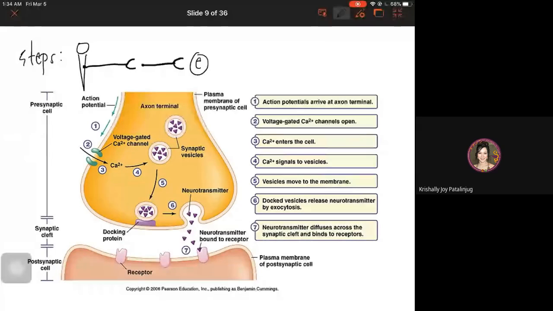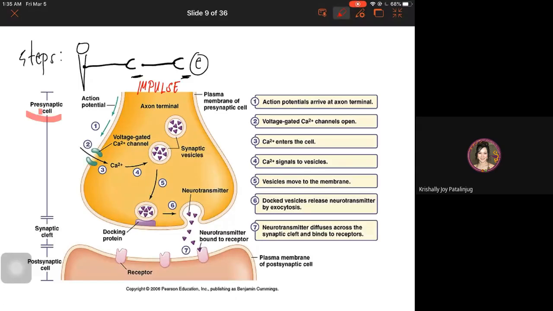Considering na may mga spaces, no, in between the structures. Okay? So suppose we have an impulse, no? We have an utos. For instance, we have an impulse or utos coming from the brain that reaches this area. Now, para di ka malito, let us first recognize the different parts ng synapses. Sige, ating i-recognize ang mga different parts illustrated.